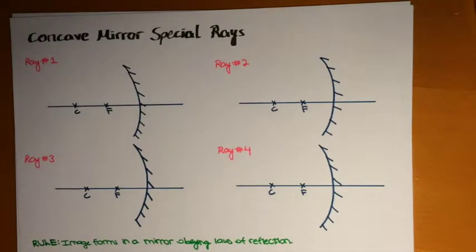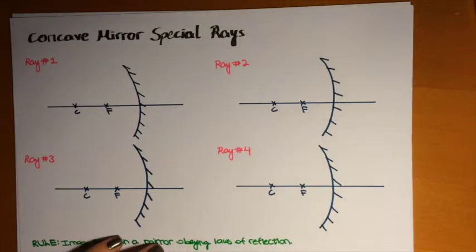So here are the concave mirror special rays. In the concave mirror special rays, there is one rule that's very important. It's that an image forms in a mirror obeying laws of reflection. So what is the law of reflection? It is that the angle of incidence is equal to the angle of reflection.